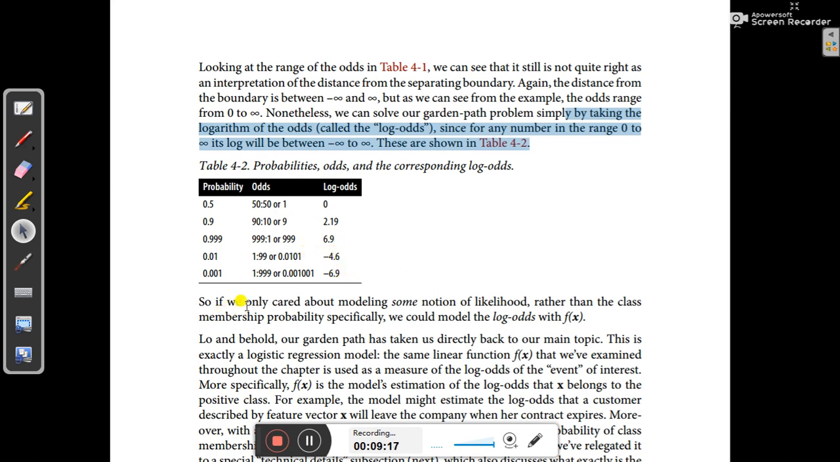So if we only care about modeling some notion of likelihood rather than the class membership probability, we could model the log odds with f(x), so we can use this function as log odds.